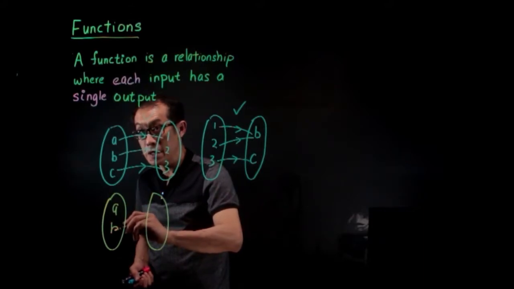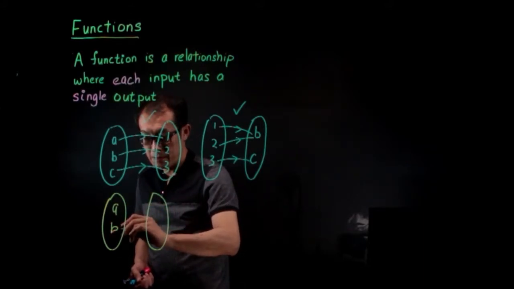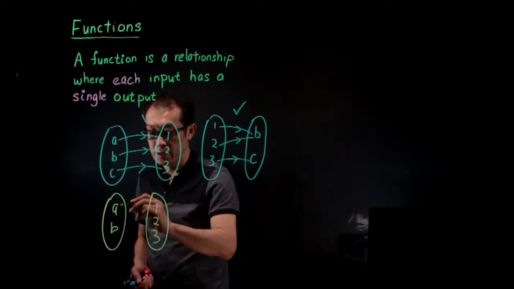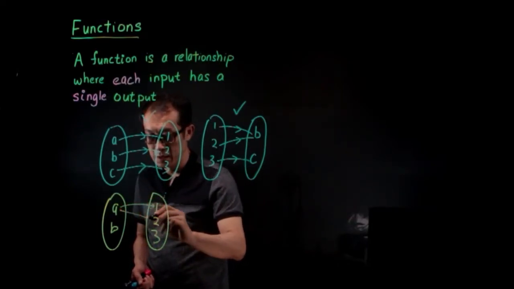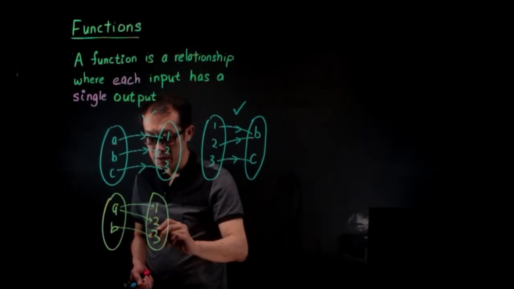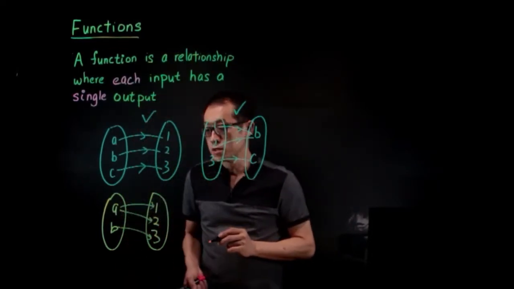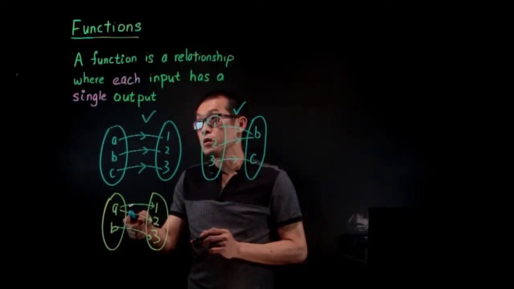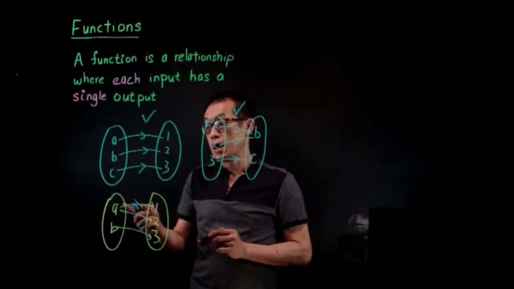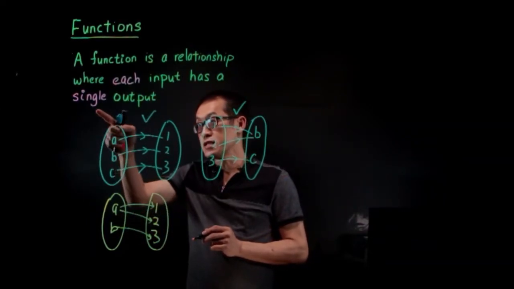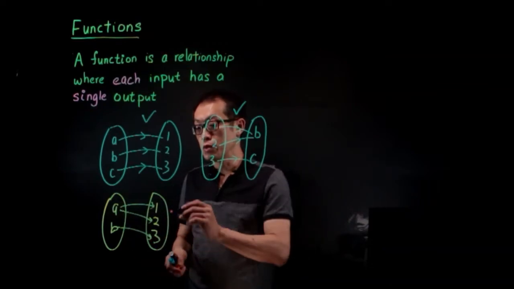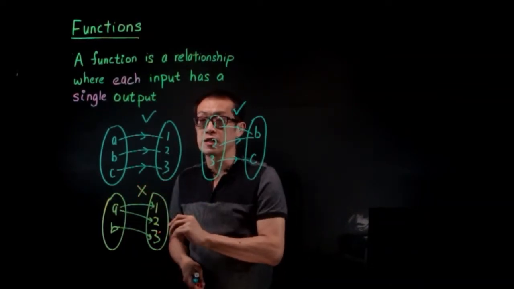A, B is mapped onto 1, 2, and 3. Now let's look at this. Is this a function? Now there are two inputs and each input has an output. But is this a single output? No. This part is not a single output. So this is not a function.